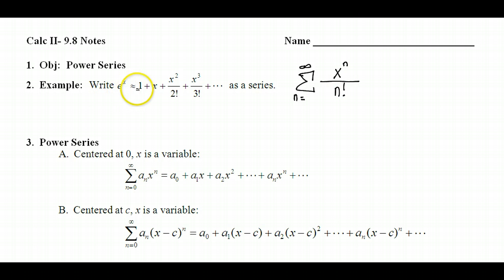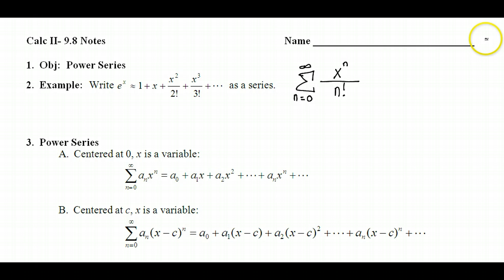So for this particular situation, I'd have to start with 0 as my starting point. X to the power of 0 is 1. Remember 0 factorial is also 1. That would give us our first term. Then when we plug in a 1, we get this second term. When you plug in a 2, your third term, etc. So this is our goal today: we're going to write power series.